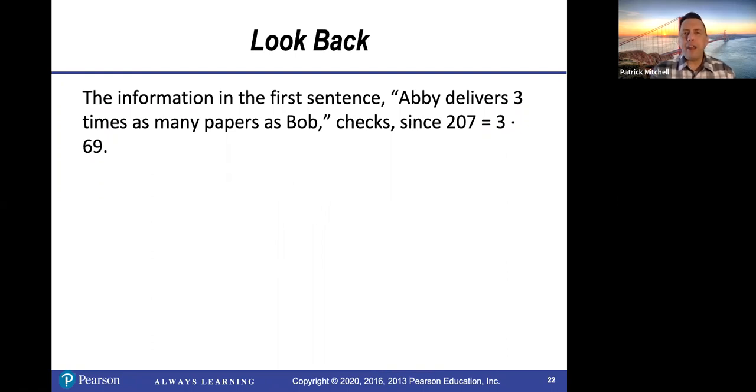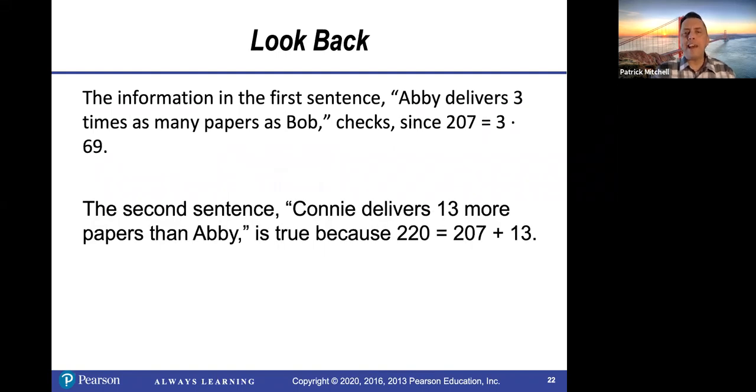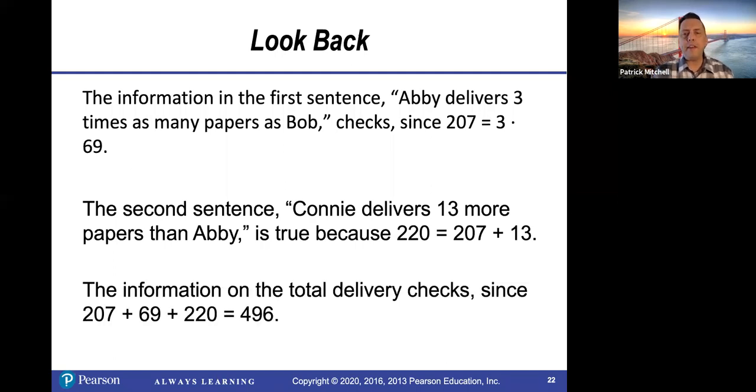Looking back, the information in the first sentence, Abby delivers 3 times as many papers as Bob, checks out since 207 is equal to 3 times 69. The second sentence, Connie delivers 13 more papers than Abby, is true because 220 is equal to 207 plus 13. And then finally, the total delivery checks out because 207 plus 69 plus 220 equals 496.